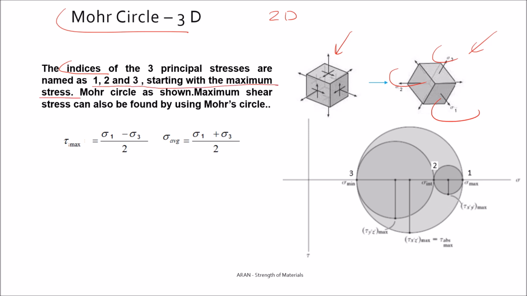You cannot just name them as you want. So if your stresses are 10, minus 20, and 0, well, 10 is your sigma 1, 0 is your sigma 2, and minus 20 is your sigma 3. Well, the Mohr circle for this case is shown. You see 1, 2, 3 are your principal stresses.